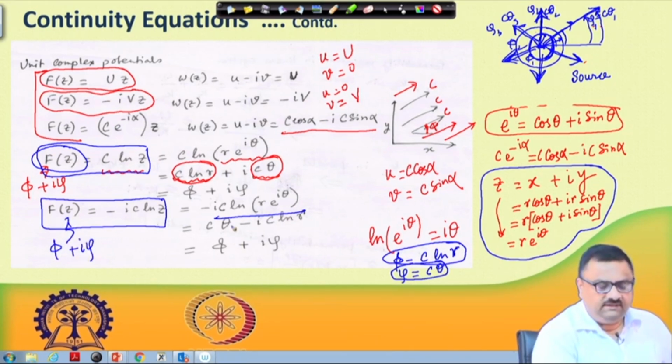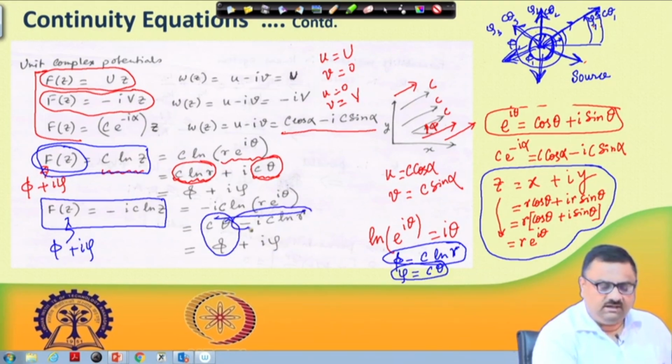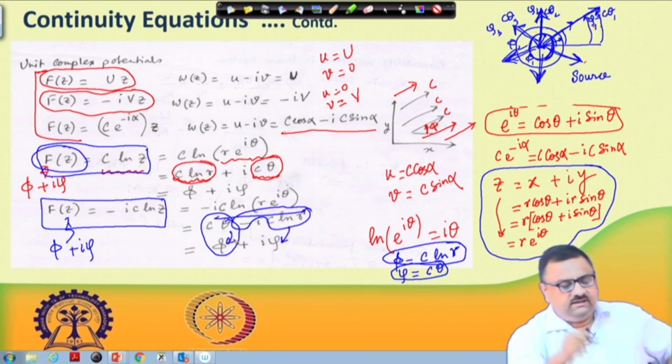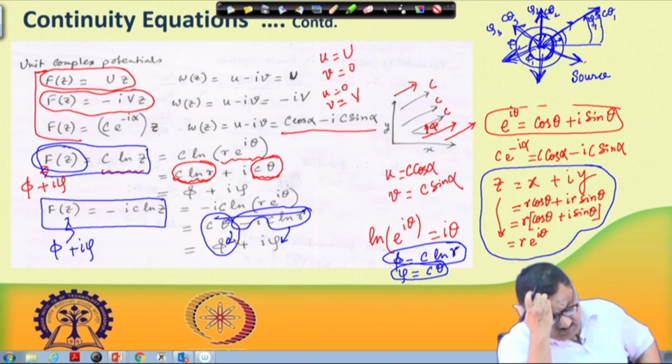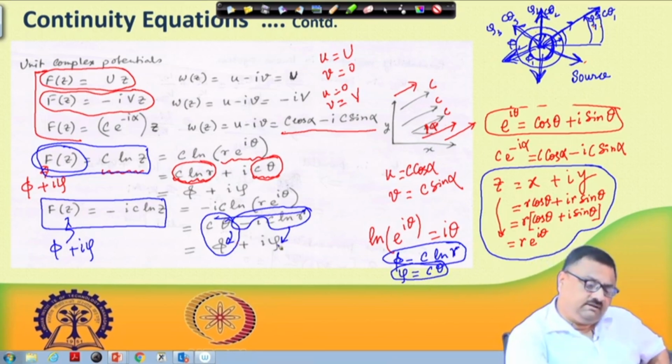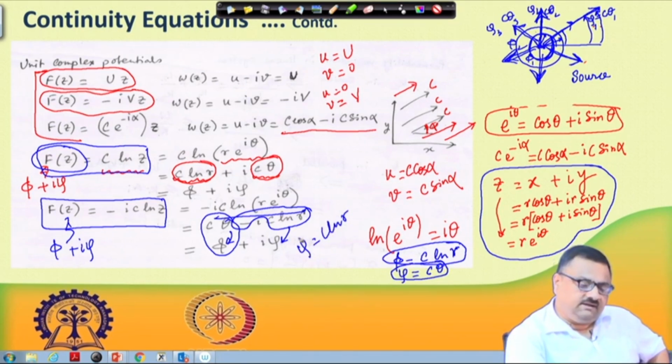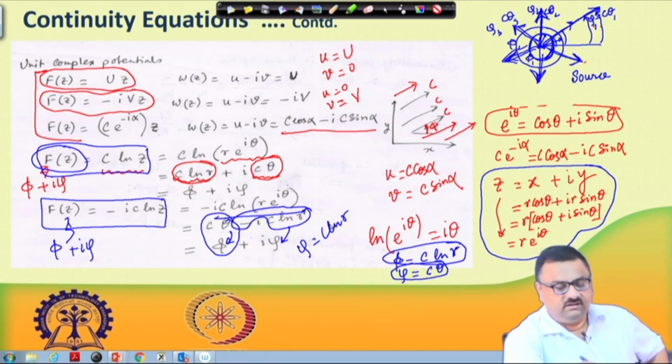So then we have c theta as phi and minus c ln r as psi, and c theta as phi. So in this case we are talking about stream function psi equal to c ln r. That means streamlines are the lines along which the stream function is constant, so along which c ln r would be constant, or in other words, streamlines are the lines along which r is constant.